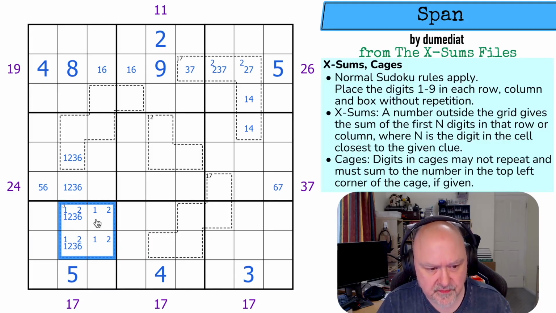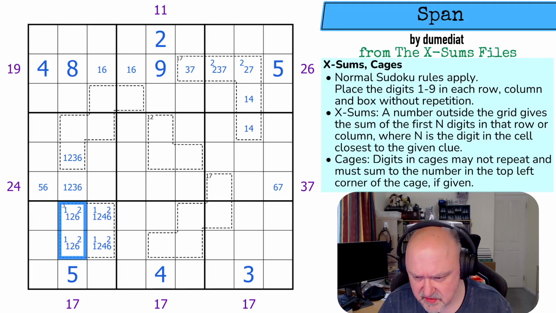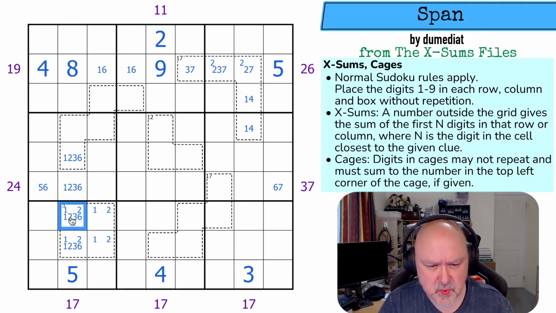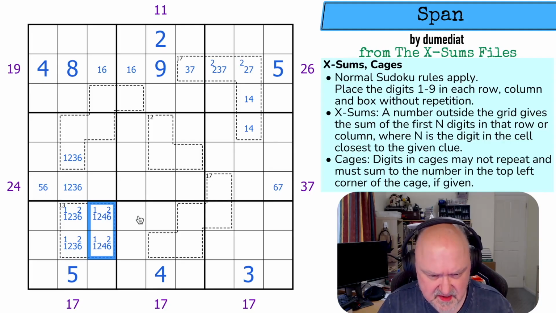So this is 1, 2, 4, 6. There's no 3 in here. This is 1, 2, 4, 6. Why did I have no 4 in here? No, undo this, undo this, undo this. Sorry, this is 1, 2, 4, 6. And there's no 3 in here. Right, this is the makeup.